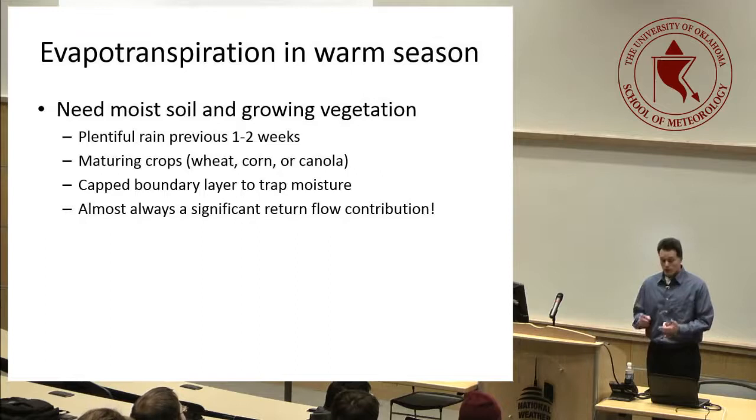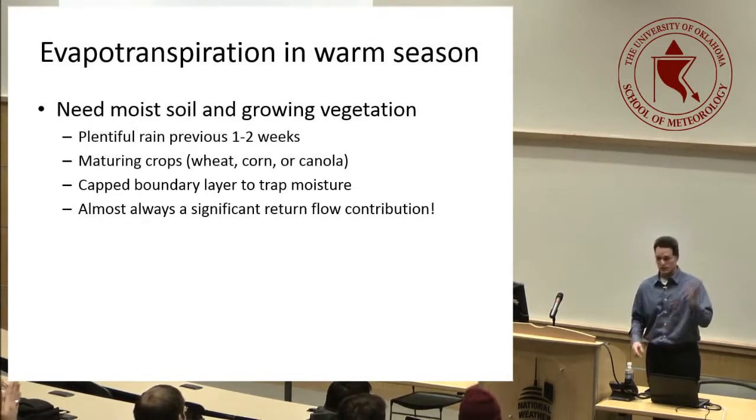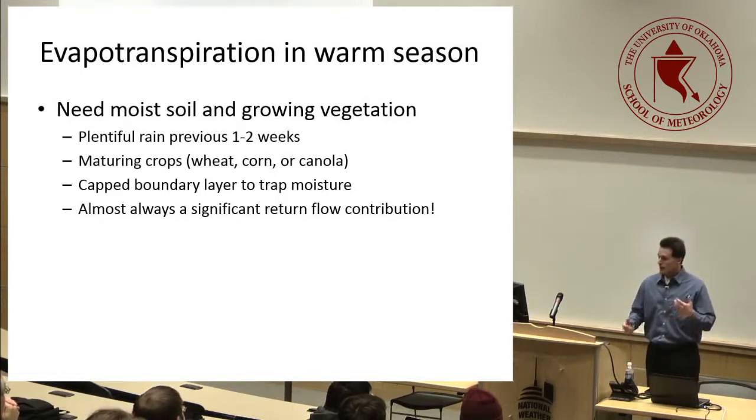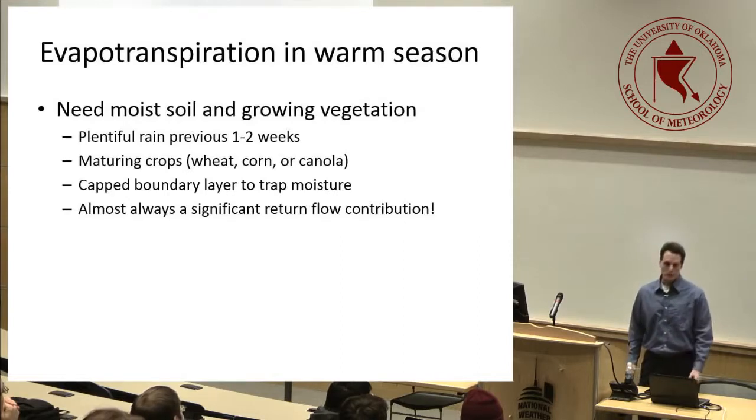Okay, so what you do need to consider is if it does make a difference. Corn transpires pretty readily compared to a lot of things, but you get evapotranspiration, you get transpiration from wheat, canola, if you go far enough north into the northern plains and Canadian prairies. You need to have a cap boundary layer to keep the moisture accumulating in that layer, and it needs to generally rain for the couple of weeks in advance.